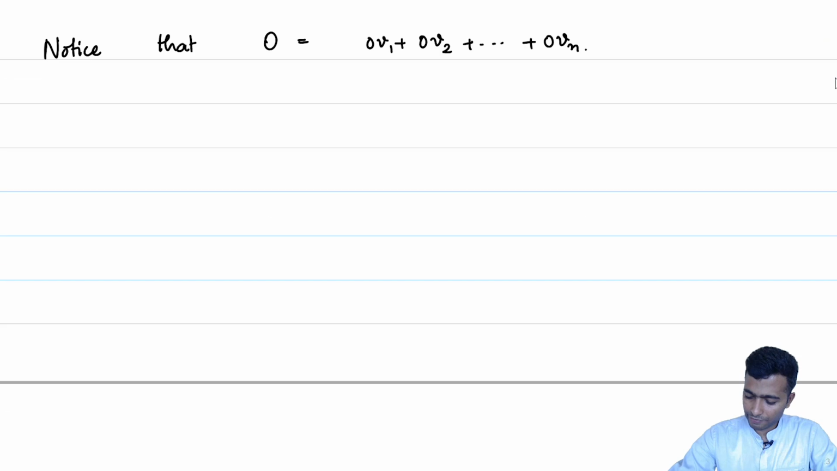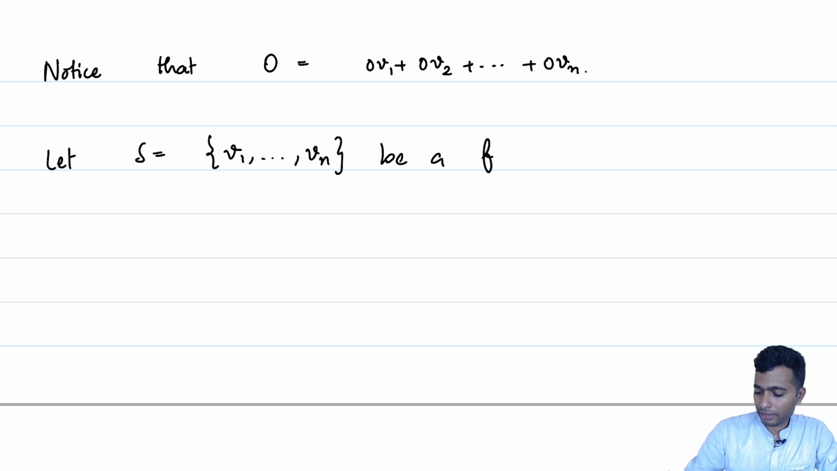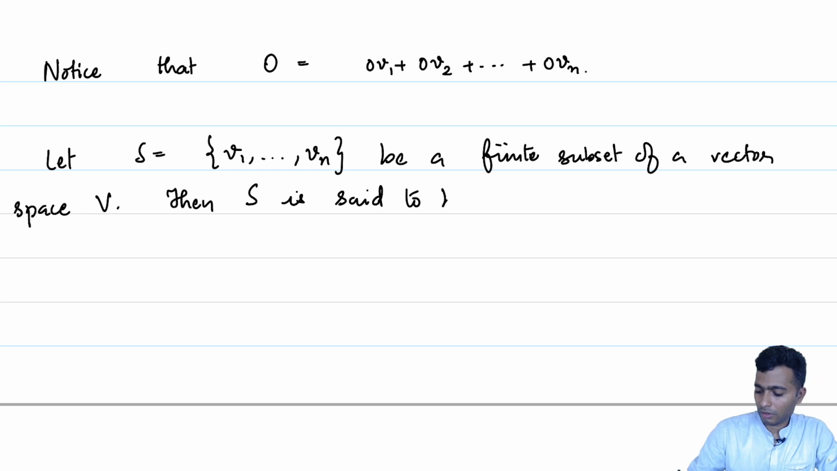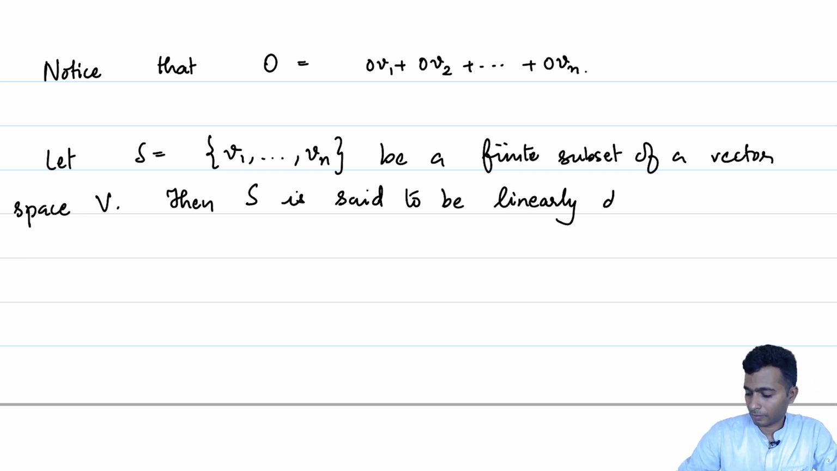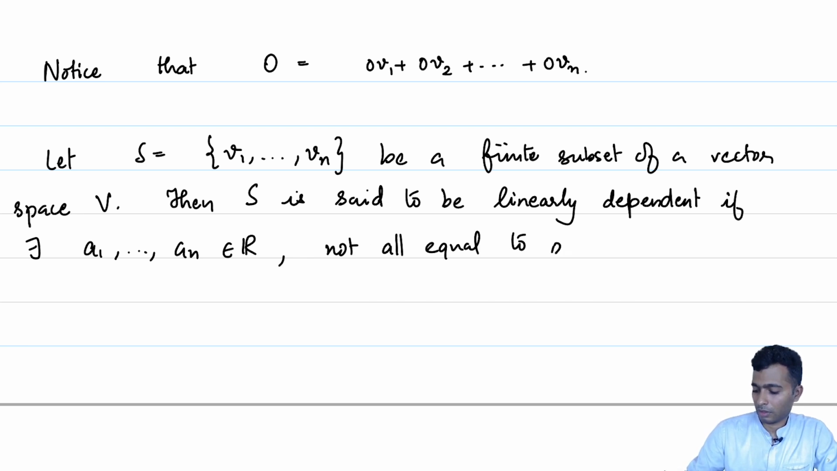So, when S is finite, which many times will be our case, let S equal v1 to vn be a finite subset of a vector space V. Then S is said to be linearly dependent if there exist a1 to an in the field of scalars, not all 0, such that a1 v1 plus dot dot dot plus an vn is the 0 vector.